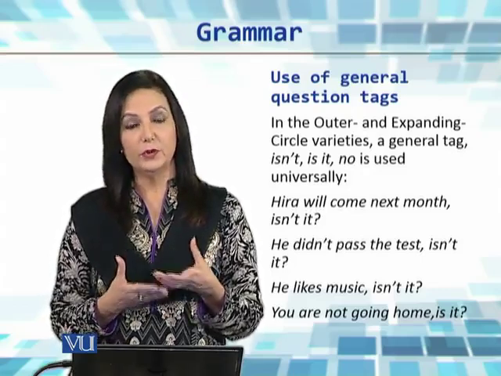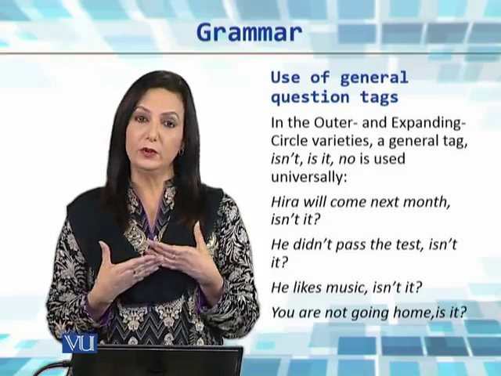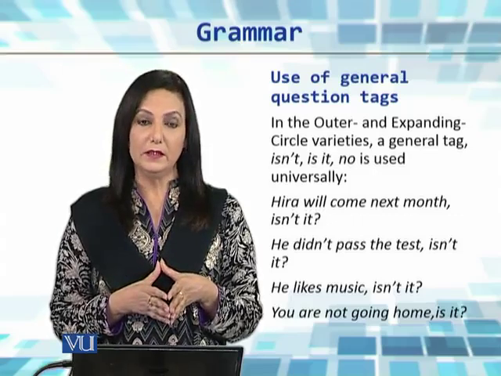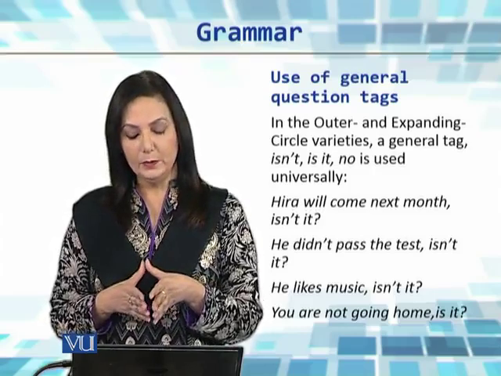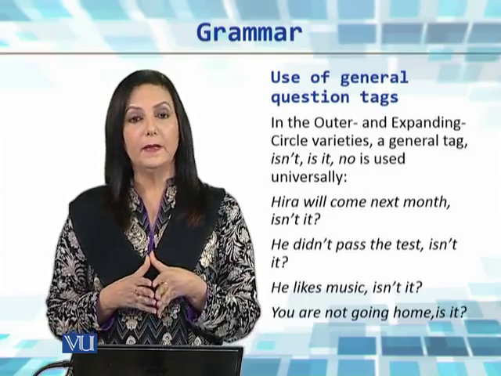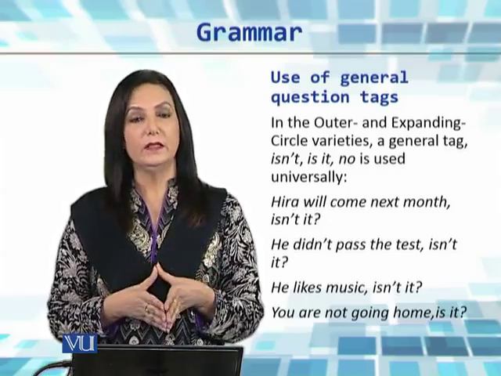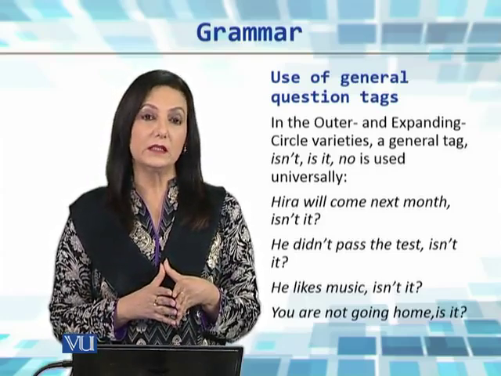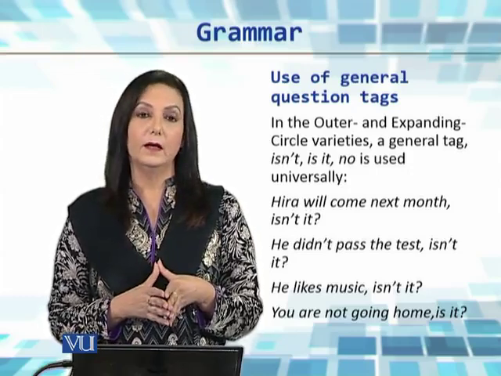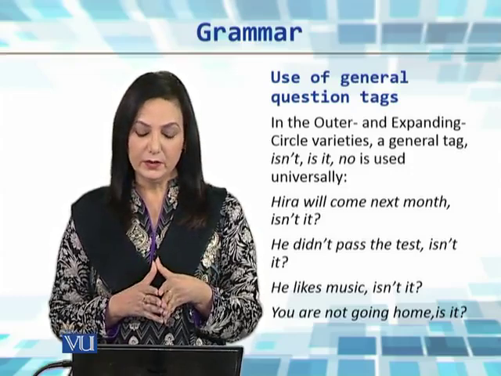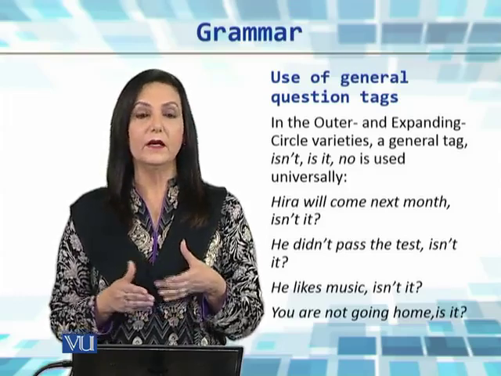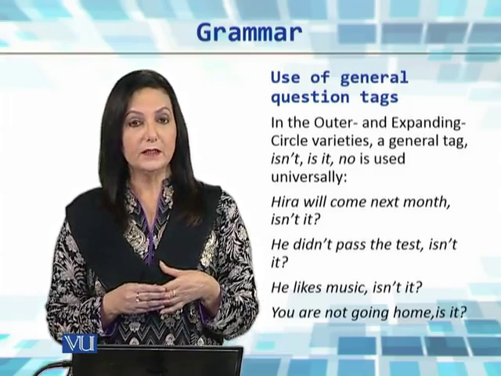And you may have used it yourself many a time, or you may have heard your teachers use it with you many a time. So, for example, Hira will come next month, isn't it? Although the correct tag would be won't she. So, Hira will come next month, won't she? But in Pakistani English and other non-native varieties of English, a general question tag is used, which is isn't it? Similarly, he didn't pass the test, isn't it? Again, a general question tag is used where the correct question tag would be did he. The statement is negative and the tag will be in the positive. He didn't pass the test, did he?